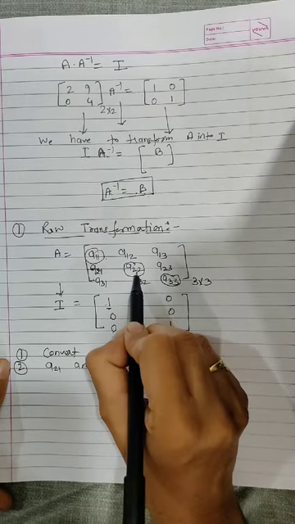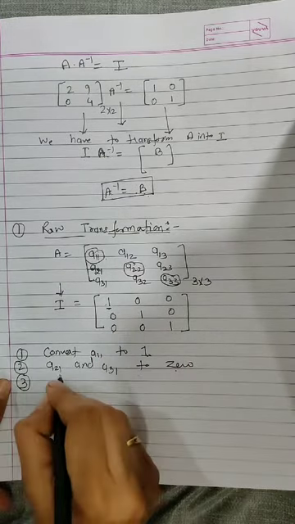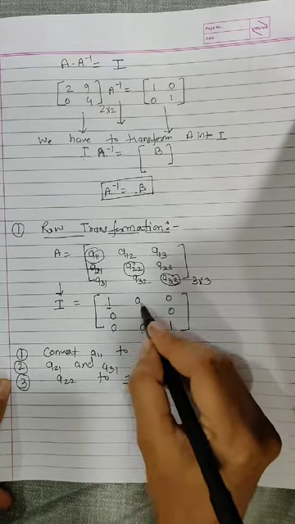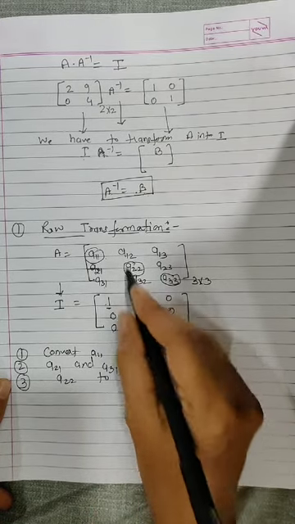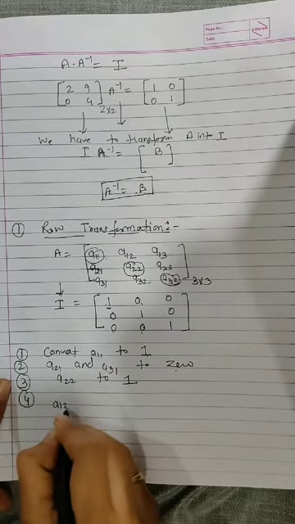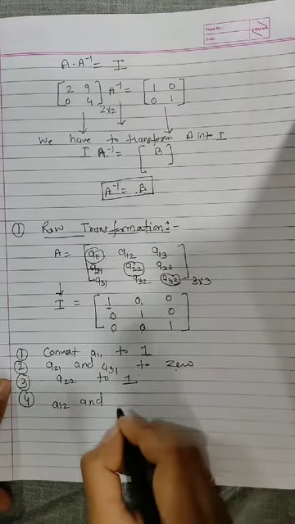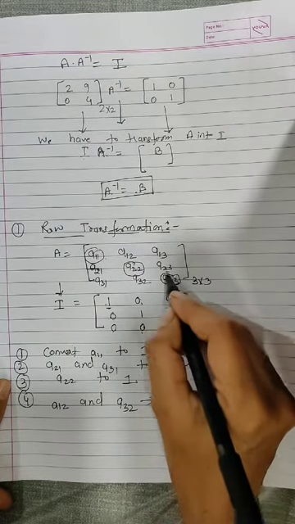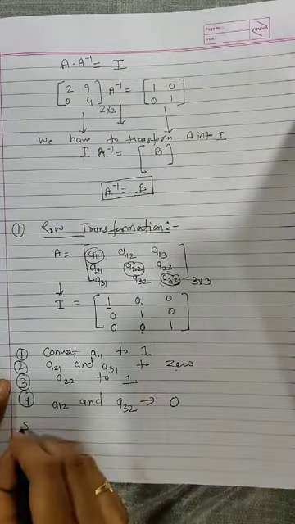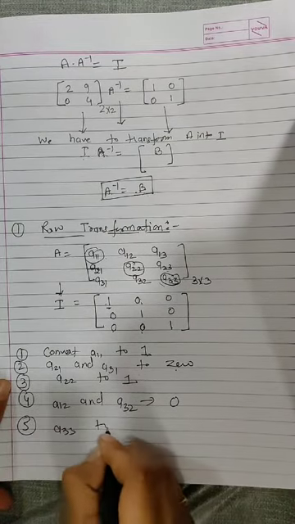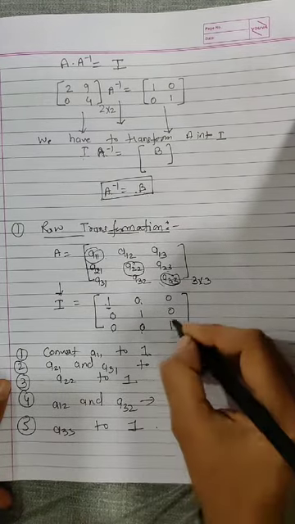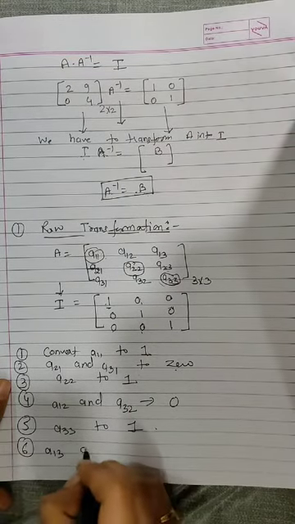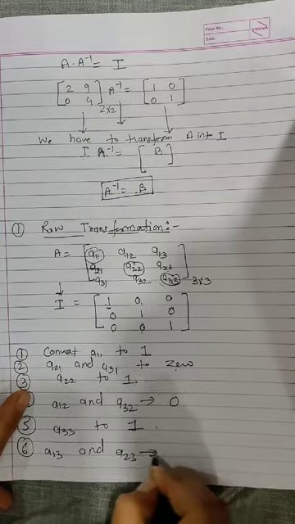Now the second diagonal element is A22. So you have to make A22 as 1. Then make these two elements 0. These two elements are A12 and A32. You have to make them 0. Next move on to A33. Make it 1. So you have to make A33 as 1 and the other two elements, A13 and A23, as 0.